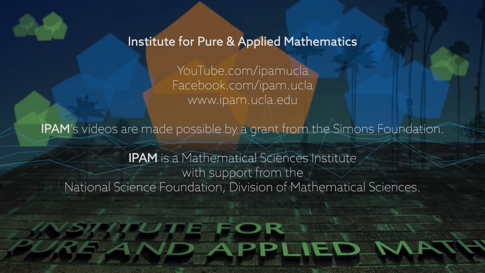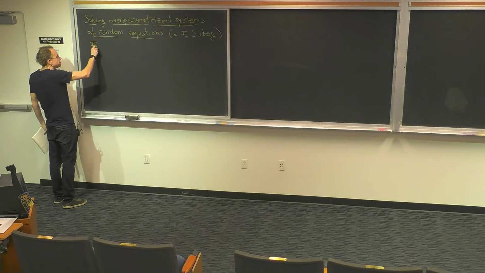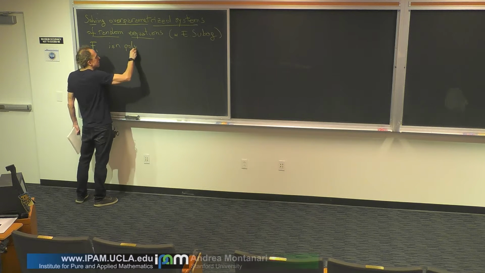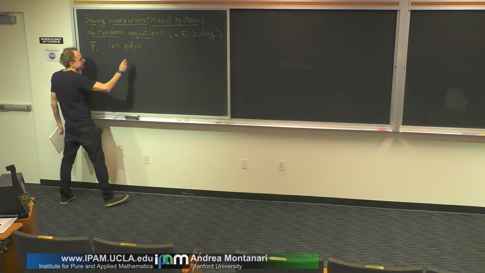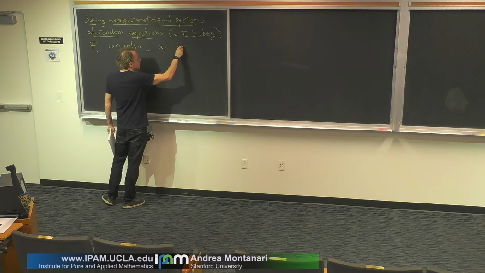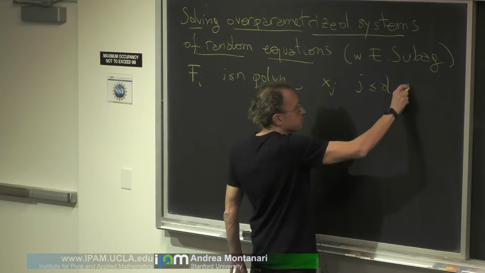So what is the question? The question is the following. We have a set of n polynomials in d unknowns.